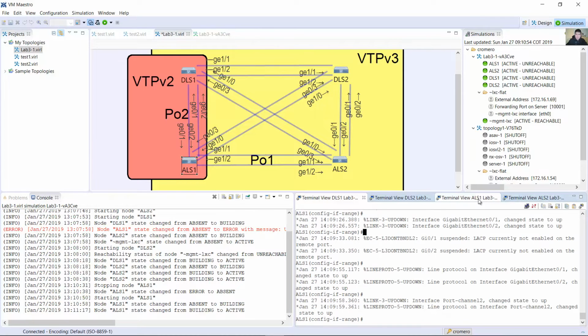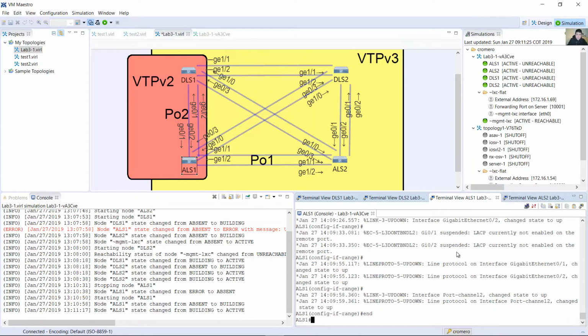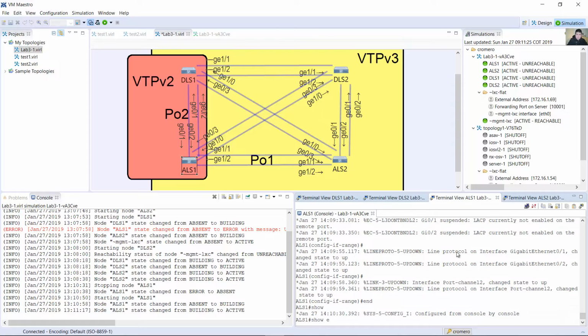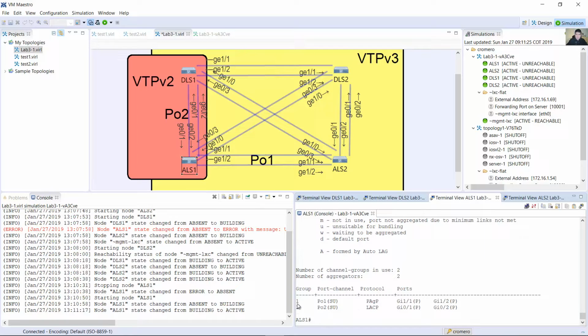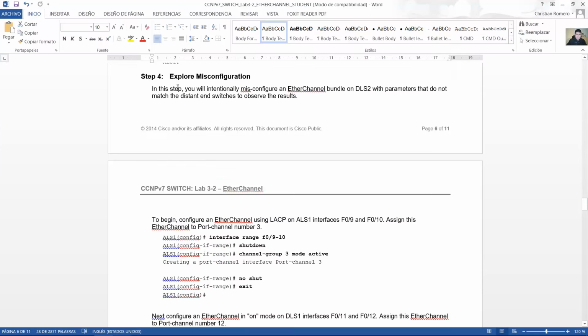Verify on ALS1 and show etherchannel summary. Okay, there are two port channels. The second is the LACP protocol. Layer 2, in use, bundled in a port channel. It's very good.